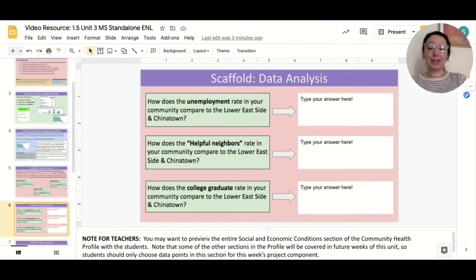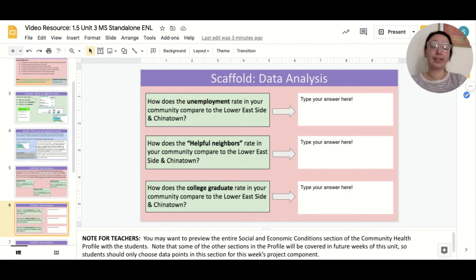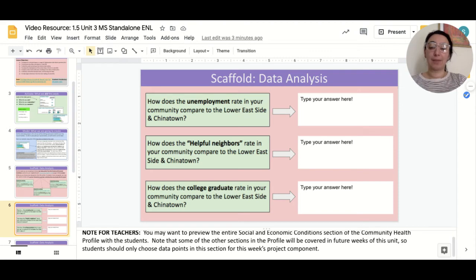So just down here, I want to call some attention to the note for teachers. So other sections of the profile are going to be covered in future weeks. So definitely only keep the data that they're using in this paragraph to the things that they went over this week, as they might go over other interesting pieces from the profile in future weeks.